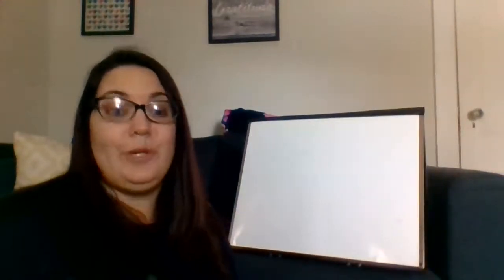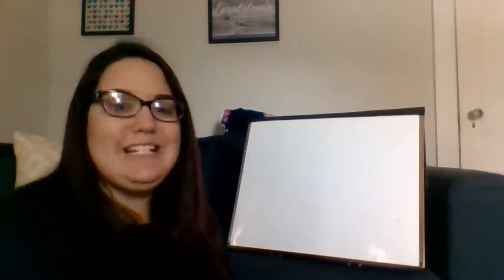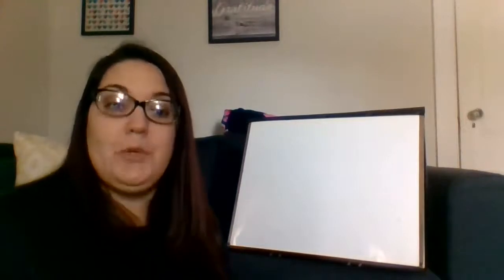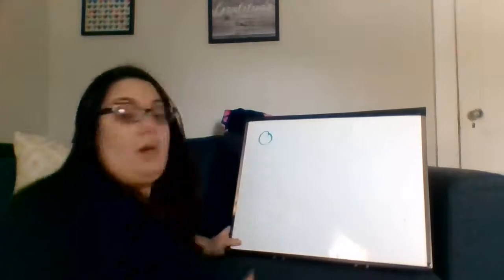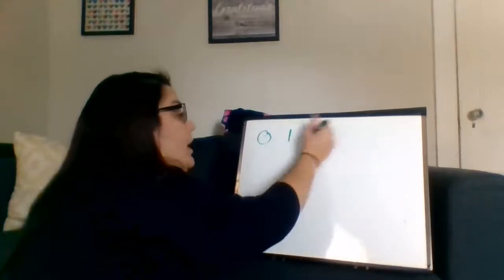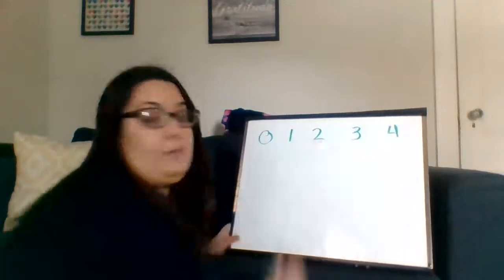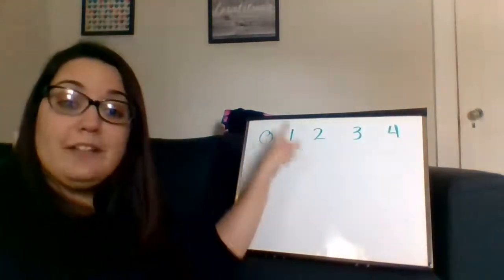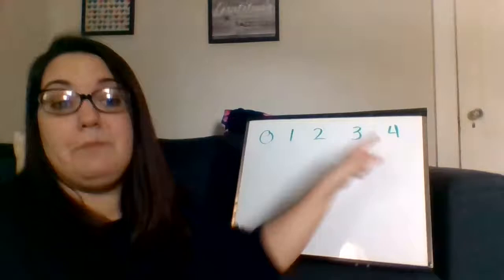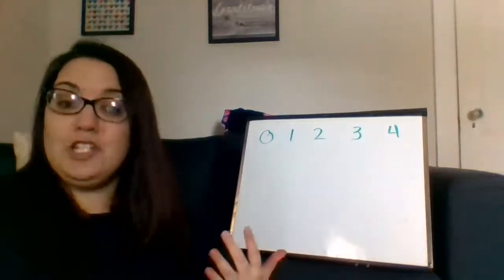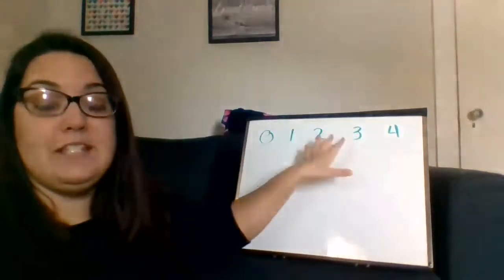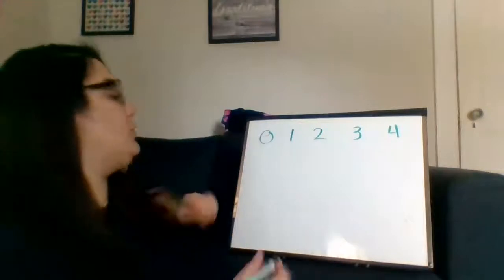Let's start by reviewing what a digit is. Remember, a digit is any number between 0 and 9. So we have one-digit numbers like 0, 1, 2, 3, 4. Those are all one digit because there's only one number to make the number. Two-digit numbers have two of these numbers combined together to make a new number.